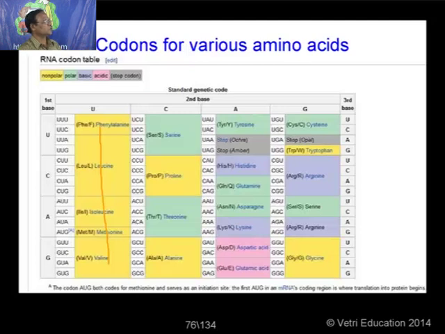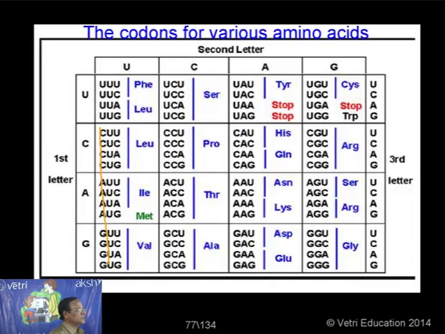So anyway, this is a table showing. So also in other tables, we have the 3 stop codons. Now this is given clearly. Now these are all the stop codons. And this one, methionine, is the starting or initiator codon.